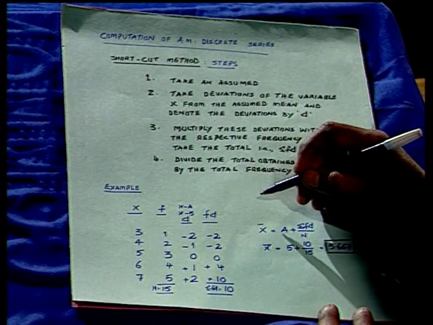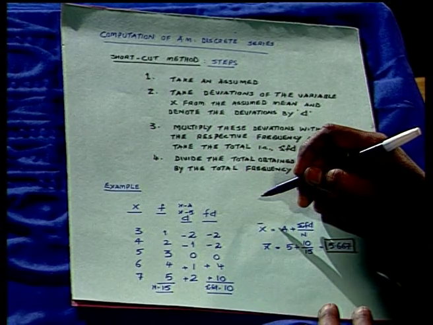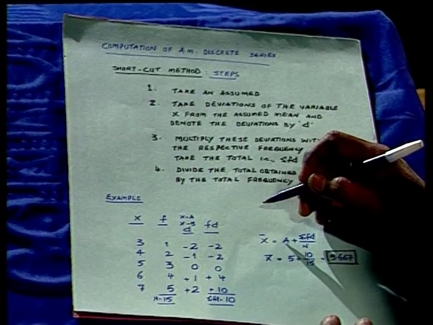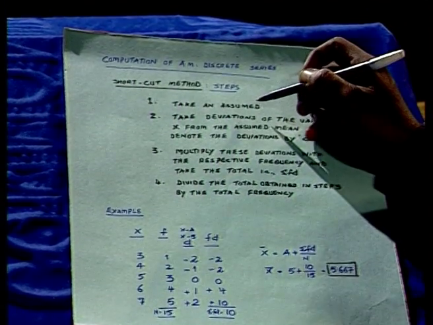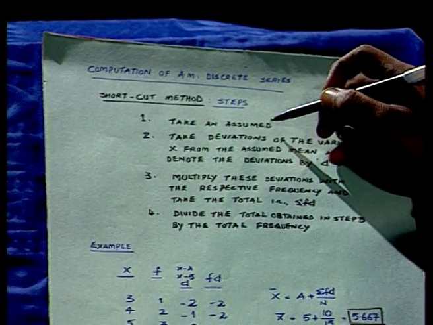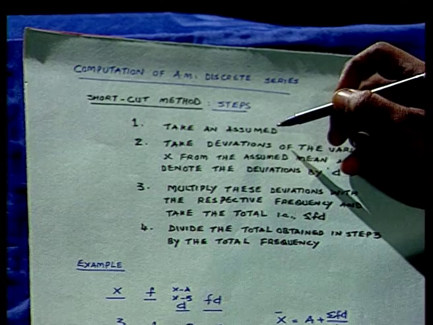Now, similar to the earlier example, which was for an individual series, we do have a shortcut method for computing the arithmetic mean for a discrete series, where the steps involved are a little greater in number. It has 4 steps to be followed when you calculate the arithmetic mean for a discrete series by using the shortcut method. Step number 1 is take an assumed mean. As we have seen earlier, you can take any number as an assumed mean for arriving at the deviations.